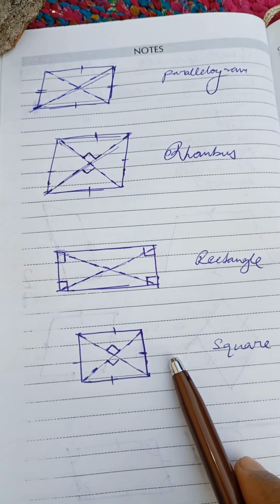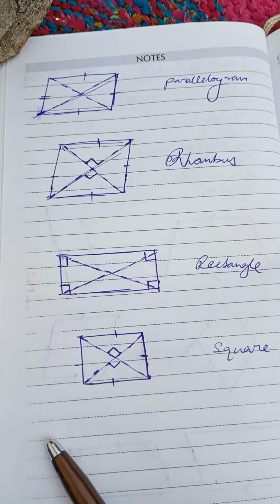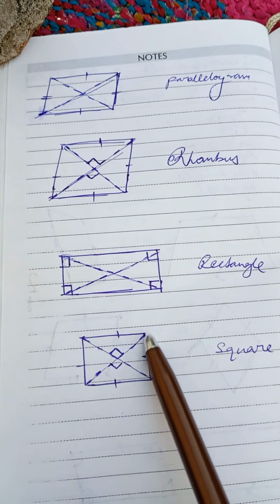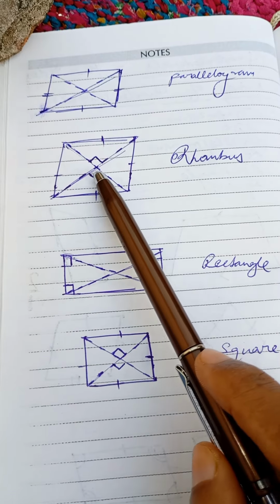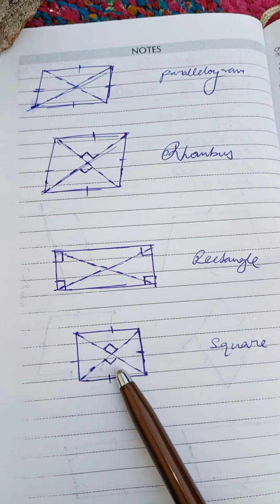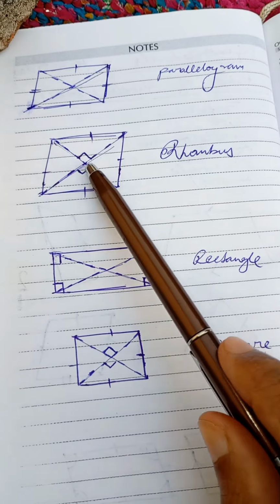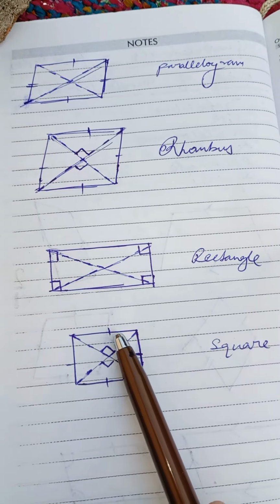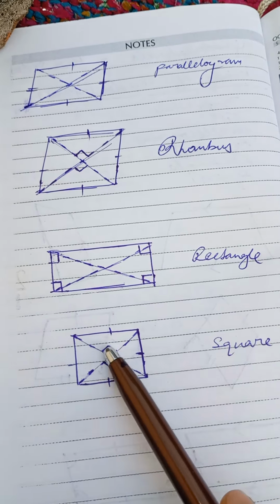A square has all the properties of a parallelogram, rhombus and a rectangle. So we can see in a rectangle all the angles are equal. In a square all the angles are equal. In a rhombus diagonals are perpendicular to each other. In a square diagonals are perpendicular to each other. In a rhombus all the sides are equal. In a square also all the sides are equal. In a rectangle the diagonals are equal. In a square the diagonals are equal.